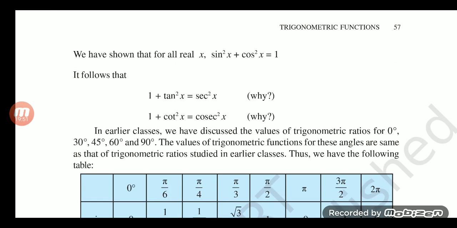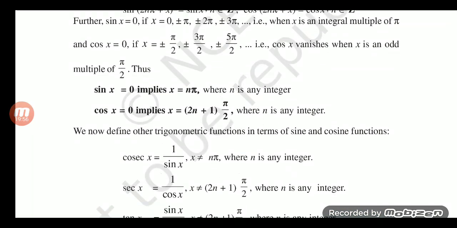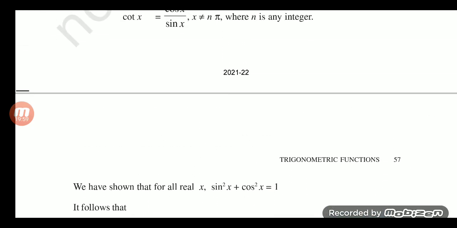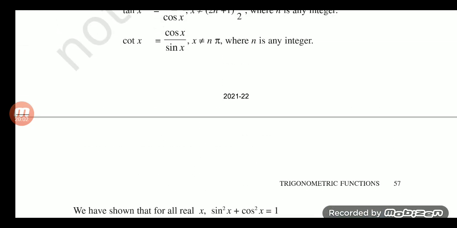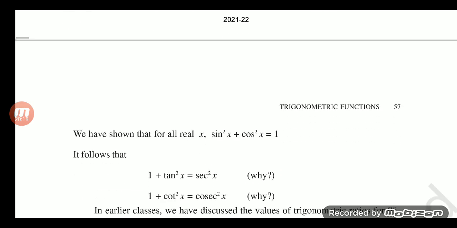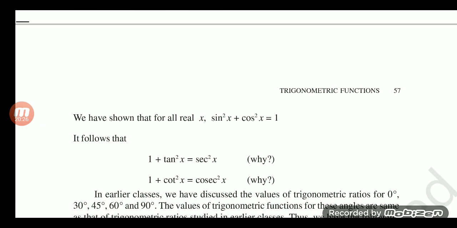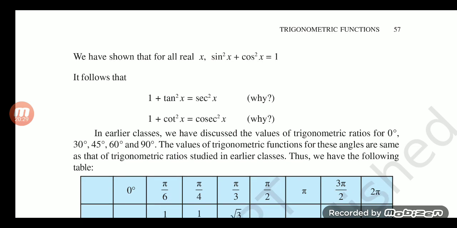This is homework. So going further, we have shown that for all real numbers x, sine square x plus cos square x equals 1. We just saw that, right? It doesn't matter if it's 2, 3, or 4, it'll always be sine square x plus cos square x equals 1.